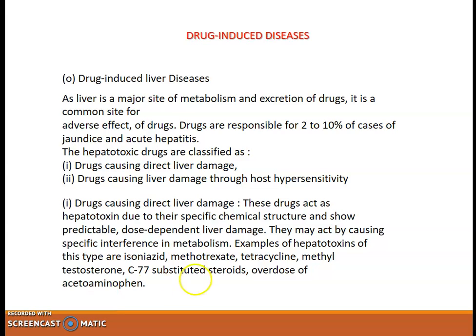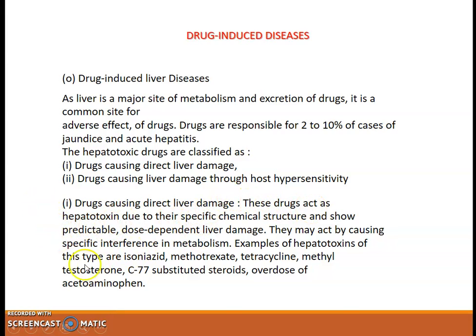As the liver is a major site of metabolism and excretion of drugs, it is a common site for adverse effects of drugs. Drugs are responsible for 2 to 10% of cases of jaundice and acute hepatitis. The hepatotoxic drugs are classified as drugs causing direct liver damage and drugs causing liver damage through host hypersensitivity. First we will start with drugs causing direct liver damage.